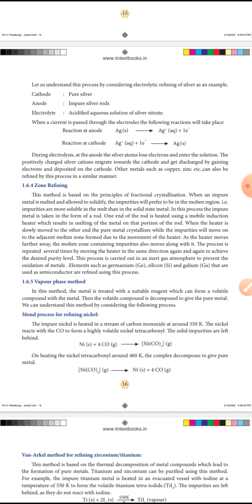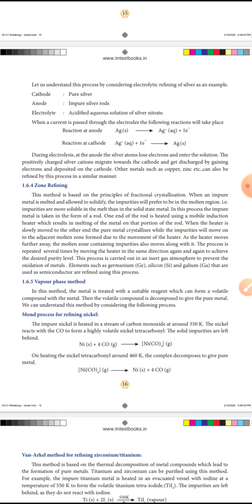This process is carried out in an inert gas atmosphere to prevent oxidation of the metal. Why are we using the inert gas atmosphere? To prevent oxidation of metals. Elements such as germanium, silicon and gallium that are used as semiconductors are refined using this process.